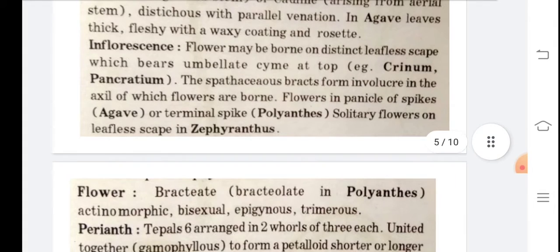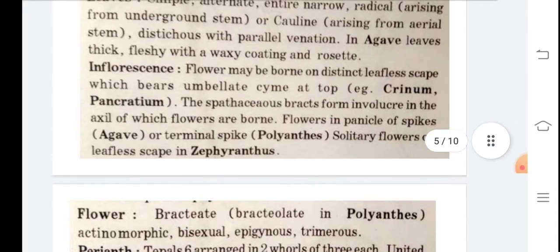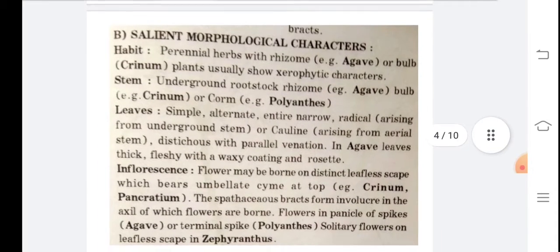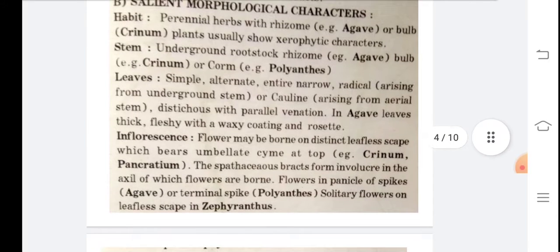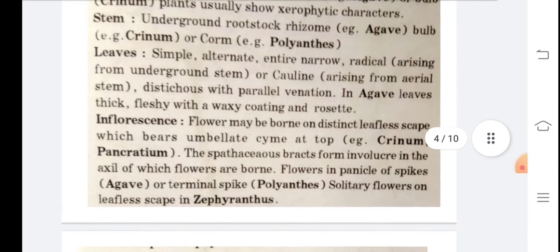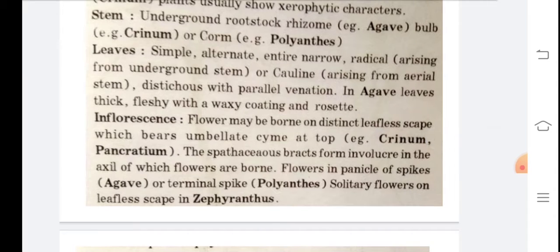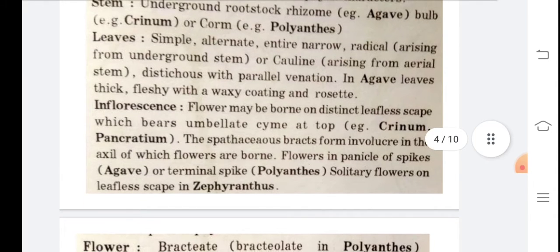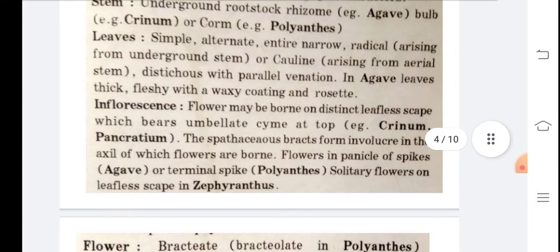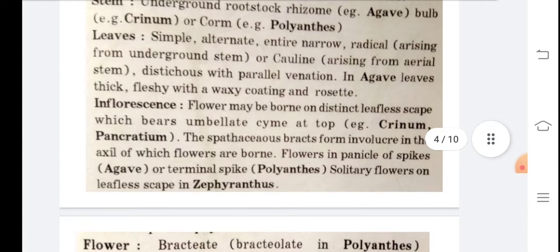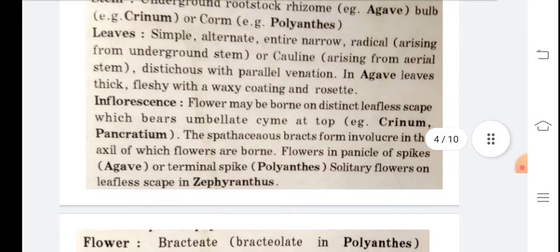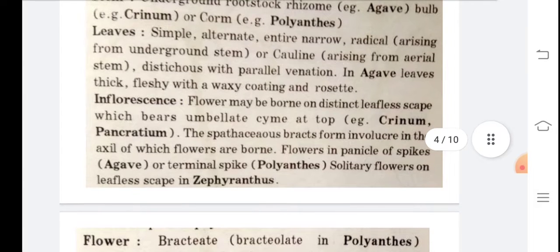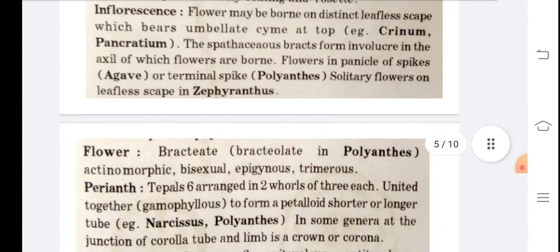Inflorescence is the main part. The flowers are borne on a distinct leafless scape with umbellate cyme in crinum and pancratium, mayflower. In agave it shows bracts and involucres, and in Polianthes tuberosa a terminal spike is there. So this is just for our study of different examples in the family. Solitary flowers, single flowers, are in Zephyranthes, a seasonal plant.